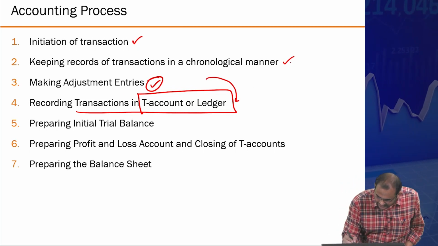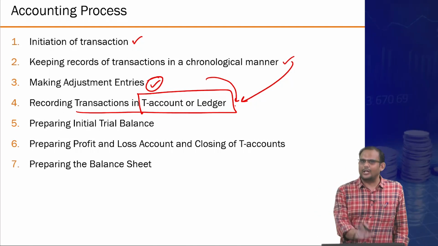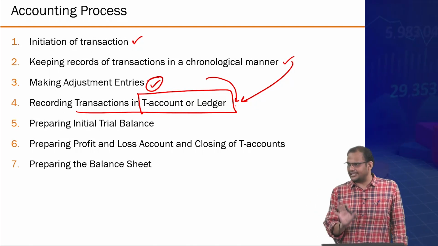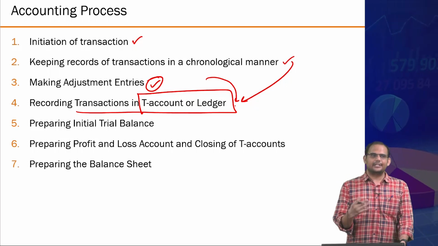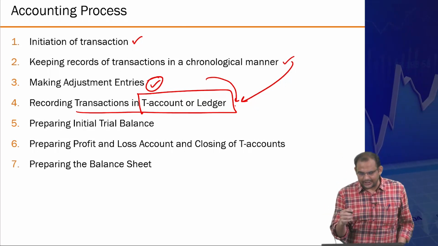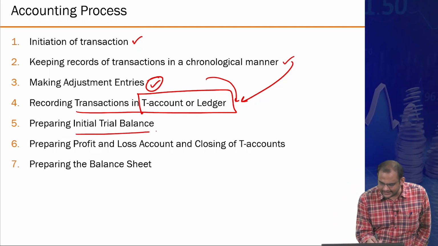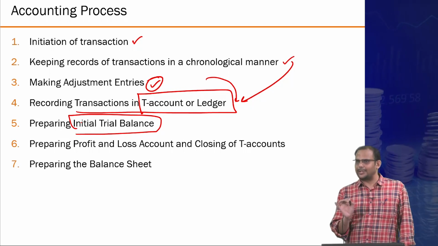Through these adjustment entries and the data from the journal and the cash book, all that goes into something called a T ledger, right? That's a more formal accounting process. You need to also close that T ledger to create something called an initial trial balance. I'll show you that also.